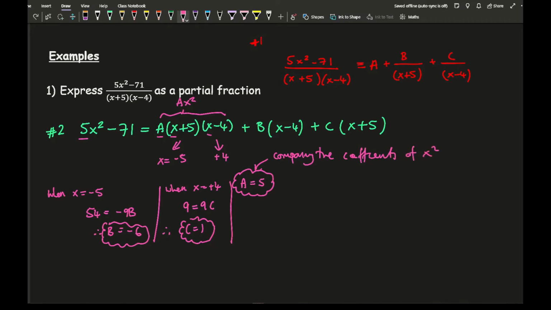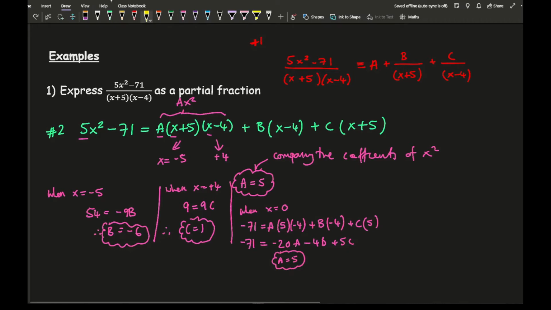Alternatively, what you could do is just pick a random value of x. So when x equals 0, I end up with minus 71 equals a times 5 times minus 4, plus b times minus 4, plus c times 5. If I simplify that, I get minus 71 equals minus 20a minus 4b plus 5c. I know the values of c and b, so I substitute those in and you'll get the same value of a equals 5. Once I've done that, what I then need to do is substitute these three values back into my original expression.